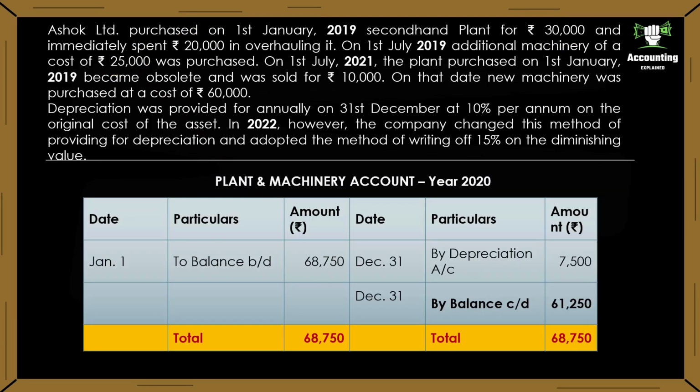This is our plant and machinery account as on 2020. We saw previously that in the year 2019 we had a balance carried down on December 31 of 68,750. Now we are bringing it here on January 1, 2020 as balance brought down 68,750. As there is no other transaction, we only pass the entry for depreciation on December 31, by depreciation account, working note 2, 7,500. On seeing that the debit side total is more, take that to the credit side also. On the credit side, when you deduct 7,500 from 68,750, you get 61,250. That will be by balance carried down as on December 31, 2020.